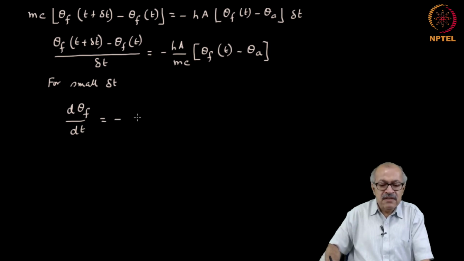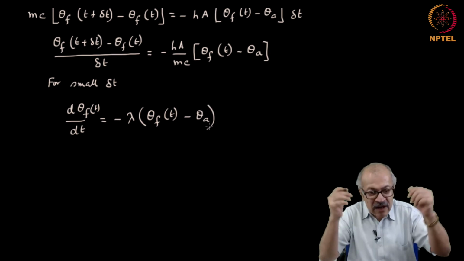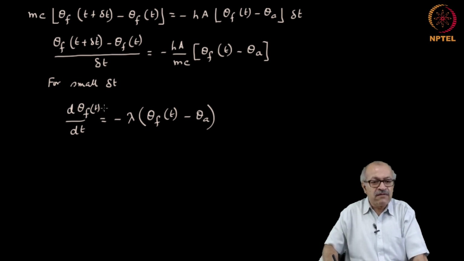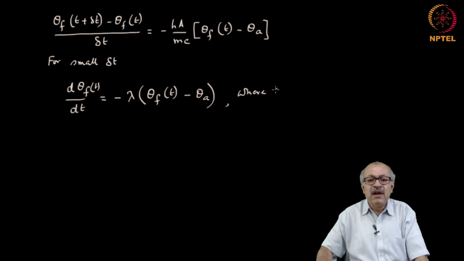That comes to be minus, let us call this one, in order to simplify this, let us call this lambda times theta f of T. So, this was also a function of T minus theta A. So, here we have a differential equation which talks about how theta f, the fluid temperature, would change, where your lambda is H A by m c.